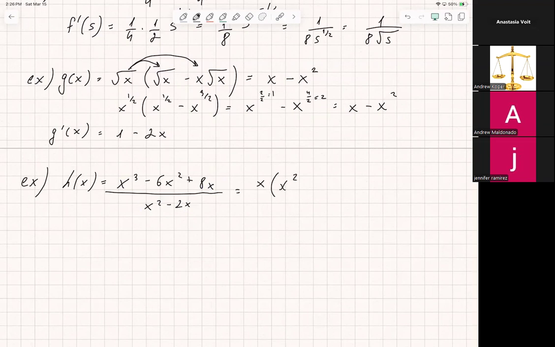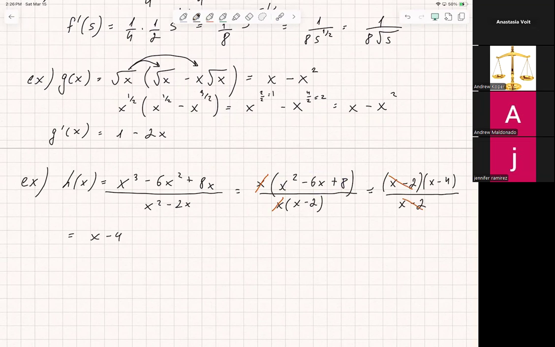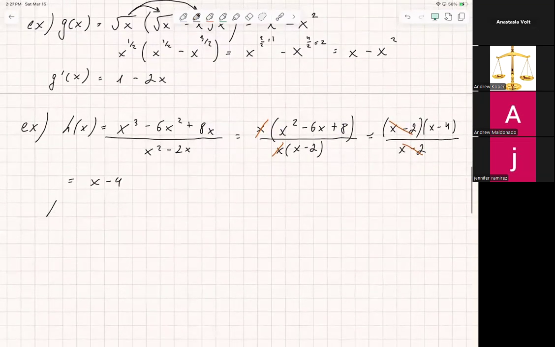So we have x squared minus 6x plus 8 divided by x minus 2 in the denominator. So now these two are gone, and let's factor this x squared minus 6x plus 8. That's going to be x minus 2 times x minus 4, divided by x minus 2. And again, these two are gone, and we have only x minus 4, right? And now it's easier to take the derivative of this function. That's going to be just 1, which is much nicer and more manageable.